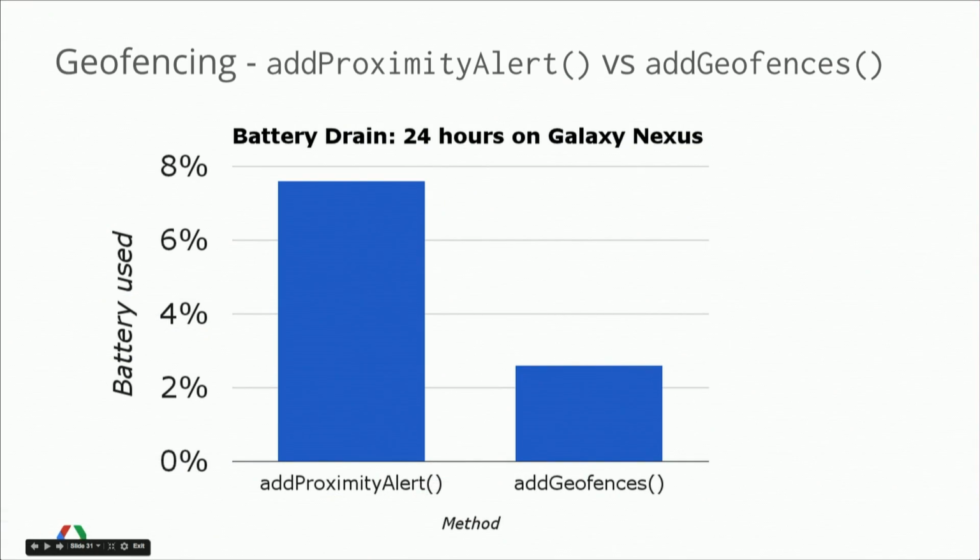Some of you might already be familiar with the Add Proximity Alert API in our platform, which does geofencing. So why did we introduce this new API? Let's compare the two. We ran a bunch of tests: one geofence around the home, one geofence around work, a bunch of geofences around the various Starbucks locations. We ran these tests over a period of 24 hours on a Galaxy Nexus, and we saw 2/3 power savings.